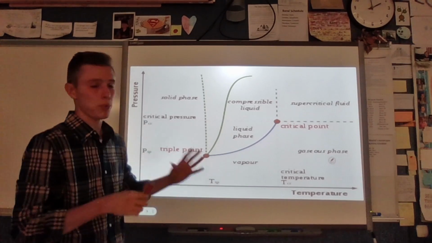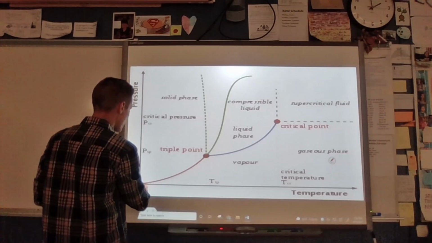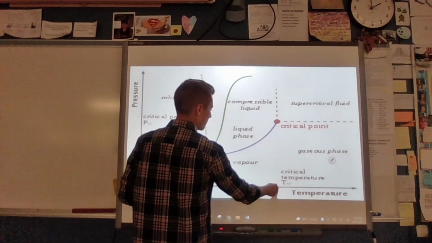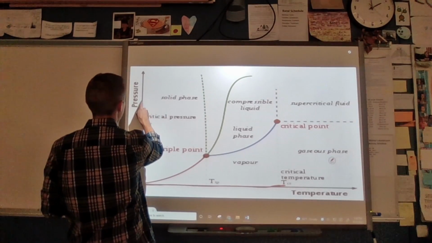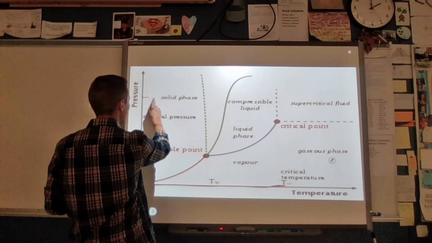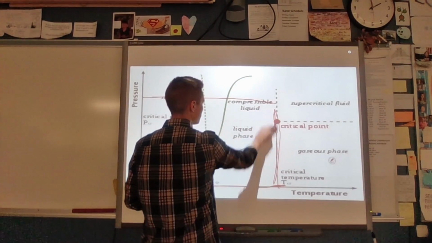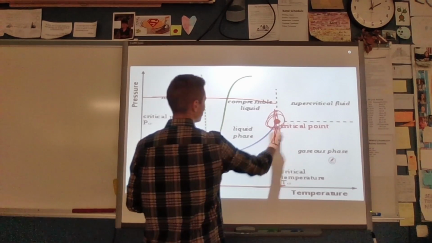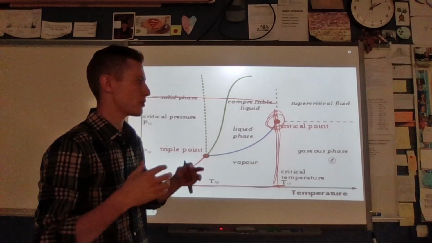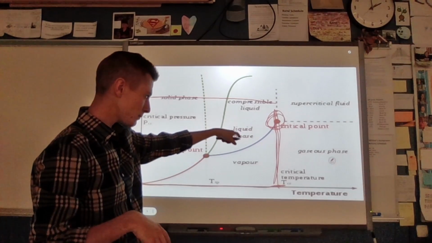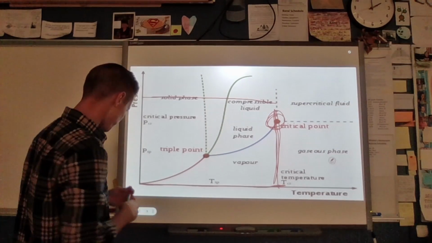So a critical point is when you have a temperature that goes past its critical temperature, and also past its critical pressure. So you have this point right here, where your critical pressure and critical temperature are both past those certain points. You have a critical point. Like I said, every element has a certain point where there is a critical point.